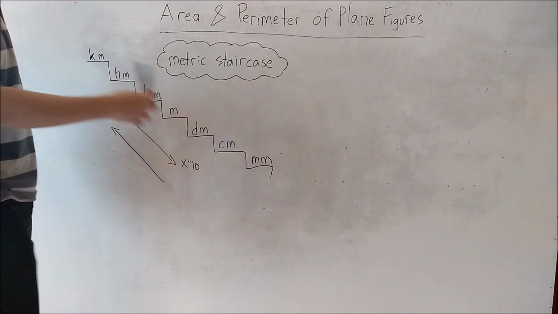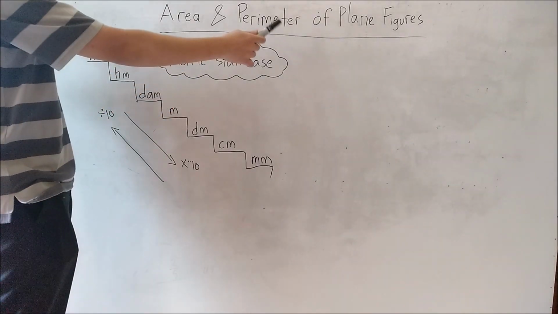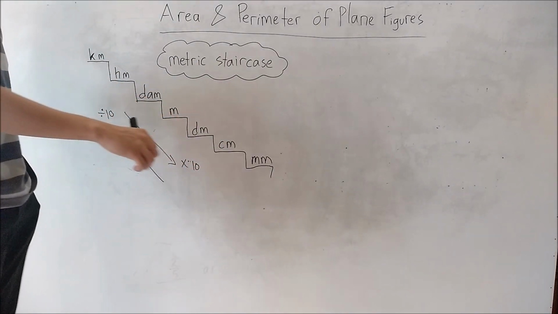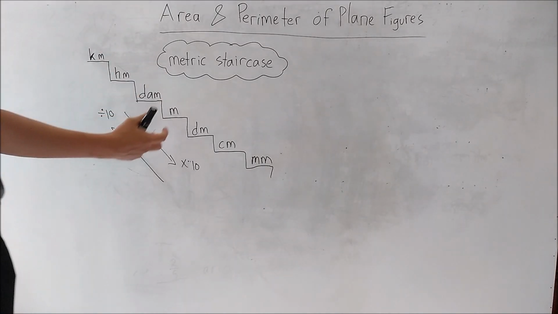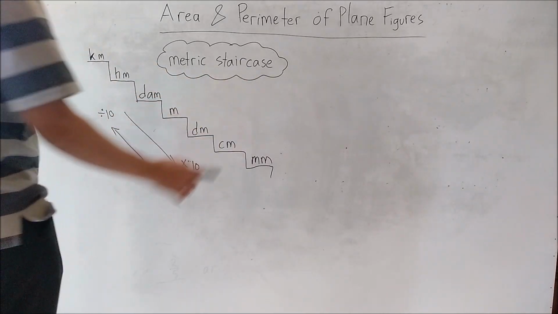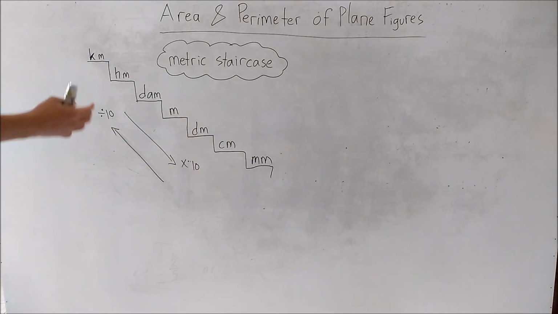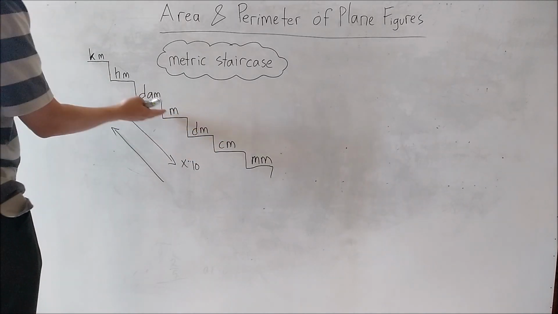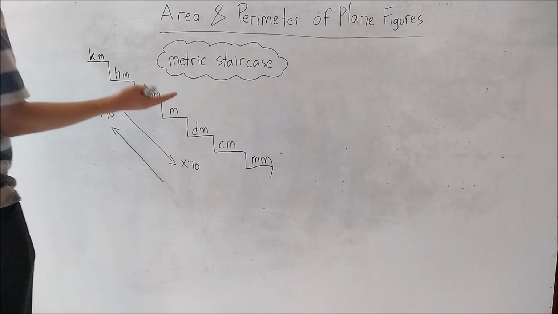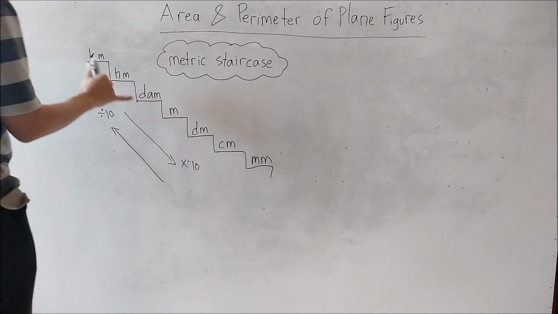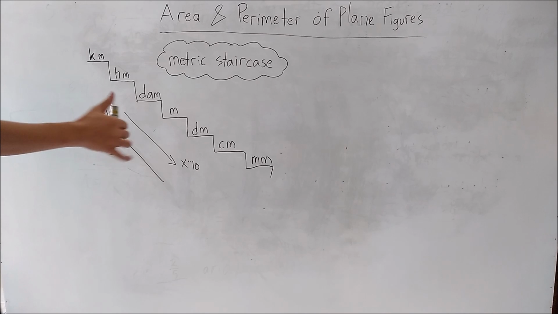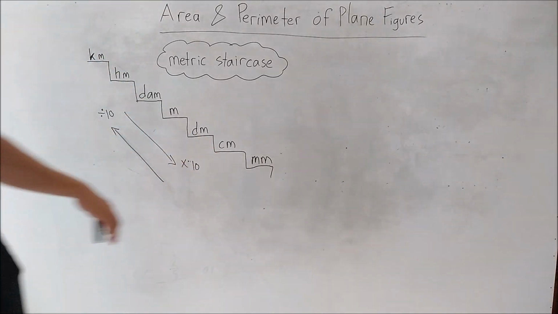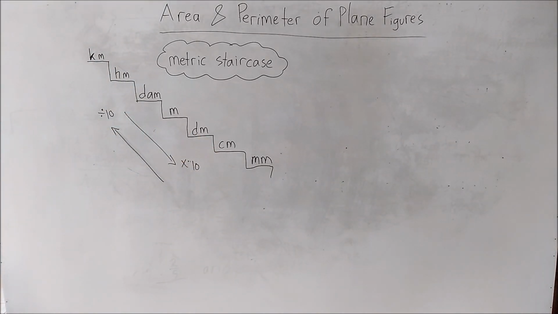As you can see, to learn about area and perimeter of plane figures, we need to understand how to do conversion of unit. If you want to convert a unit, you need to understand this metric staircase. Why do we call it a staircase? Because it looks like a staircase where meter is in the middle. We have 3 units above meter, which are bigger than meter itself, and 3 other units below meter, which are smaller than the meter itself.